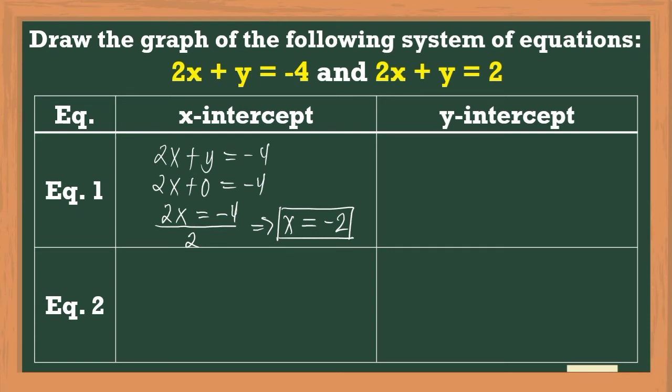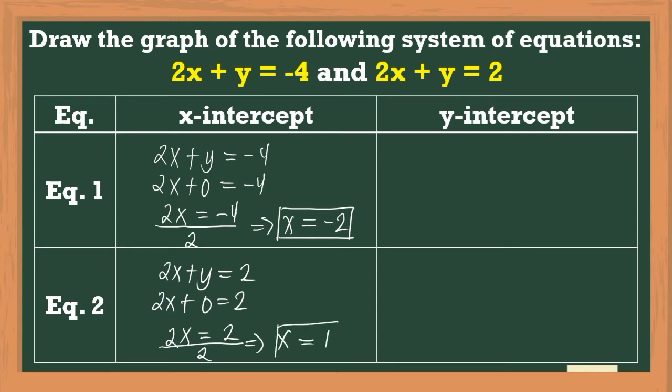Next, yung equation 2 naman, 2x plus y equals 2. And then, 2x plus 0 equals 2. So, 2x equals 2. We divide the whole equation by 2. So, the value of x is 1. So, yung x-intercept natin for equation 1 will be negative 2, 0. And then, yung sa equation 2 naman, 1, 0.